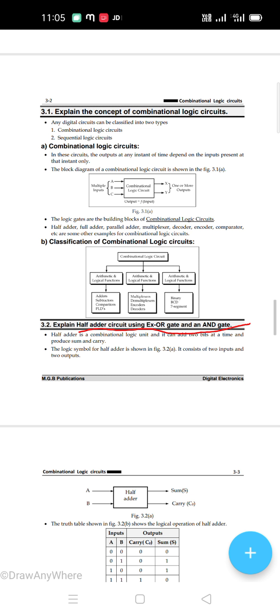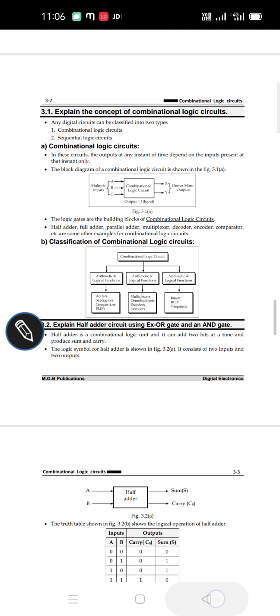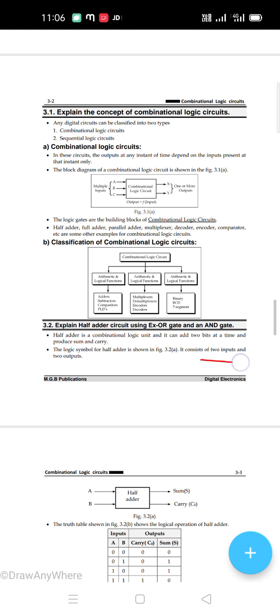Half adder is nothing but a combinational logic circuit, which means it can add 2 bits at a time and produce the sum and carry outputs. It adds 2 bits and produces 2 outputs, sum and carry. The inputs are 2 bits, say a and b. So it consists of 2 inputs and 2 outputs. The 2 inputs are the 2 bits, and the 2 outputs are sum and carry. In the half adder circuit, the inputs are a and b, and the outputs are sum and carry.